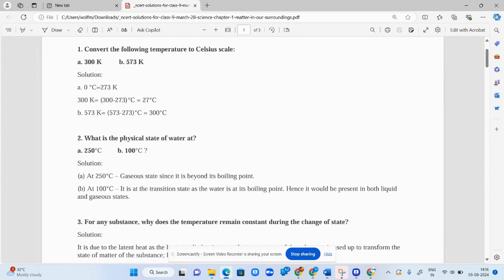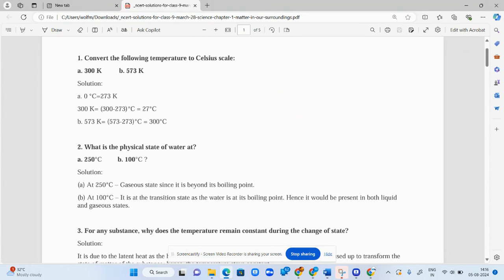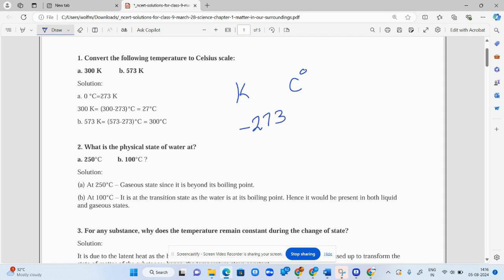First question: convert the following temperature to Celsius scale. Have you all remembered, if you want to convert a Kelvin to Celsius, what we have learned? Kelvin to Celsius means we need to subtract 273 from the given temperature, because 0 degrees Celsius is nothing but 273 Kelvin.